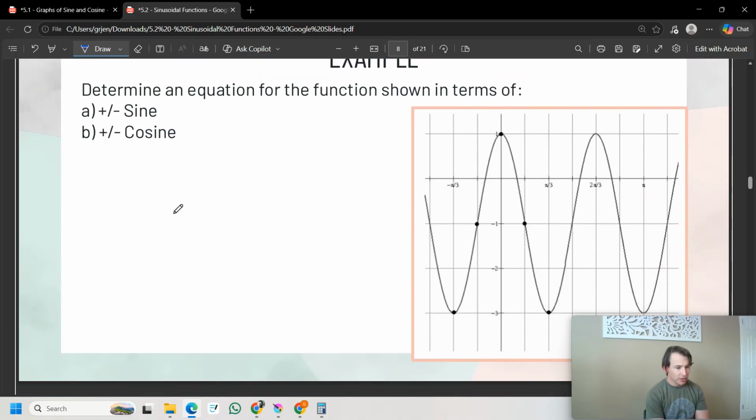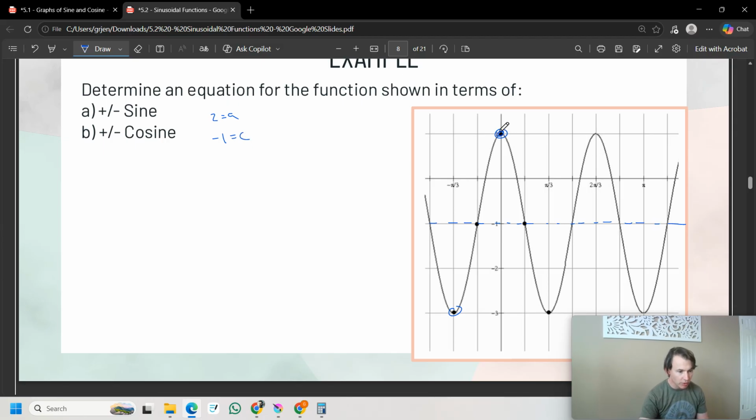All right, so for this one here, we can see this one's been shifted. It has a c value of -1 because that's the average of the maximum and the minimum. Okay, so what's the maximum? Well, it's 2 above the axis, so 2 is equal to a, -1 equals c, and then what's our period?